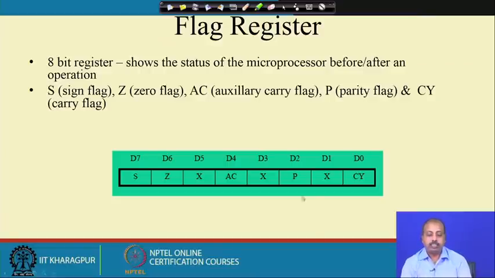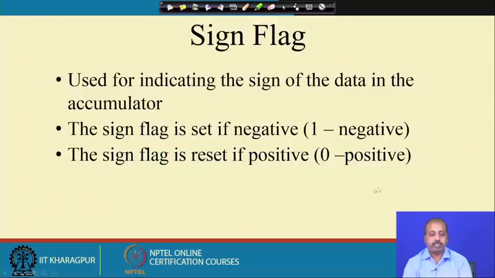Then bit D2 is the parity bit, telling whether the result has an even number of ones or not. If it is not, then the P bit will be 1. If it is, then the P bit will be 0. Then we have another bit, D4, which is the auxiliary carry, telling whether, after doing the addition, a carry was generated after 4 bits. This will be detailed in the next few slides.